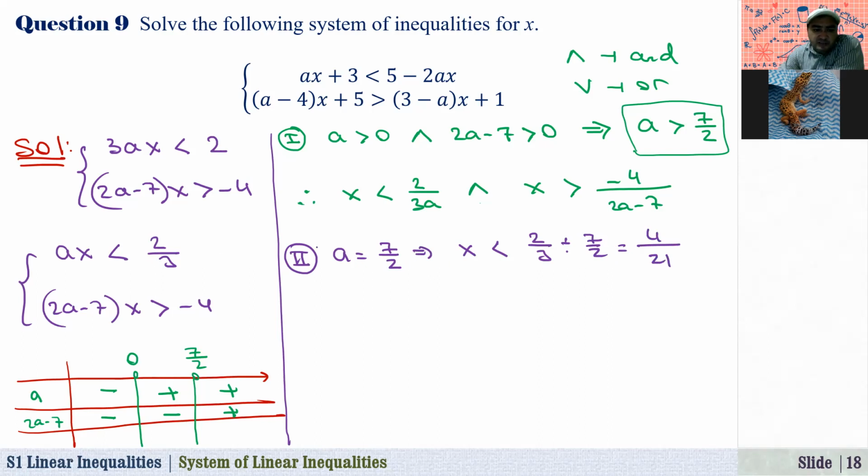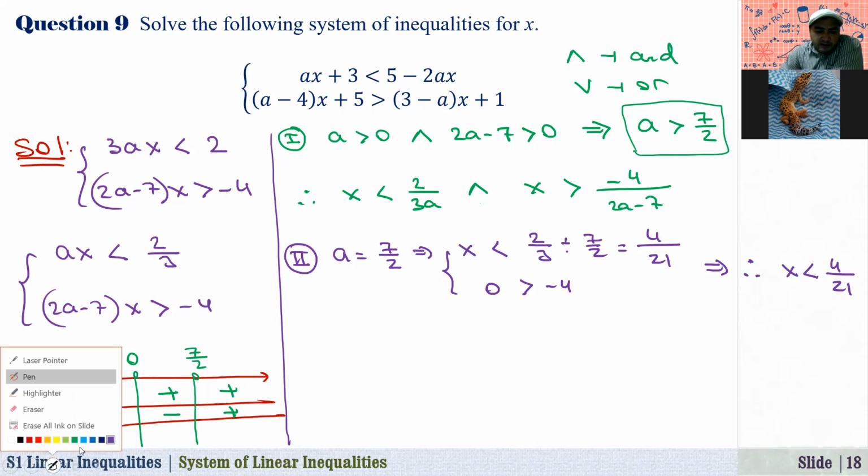The first inequality, just take A to the right hand side. We just divide both sides by A. How about the second one? 2A minus 7 is 0, right? At the time, 0 will be greater than minus 4, right? So 0 times x is greater than minus 4. Yes, it's always true. And x is less than 4 over 21. Okay, so at the time, the solution will be x is less than 4 over 21 if A is equal to 7 over 2.